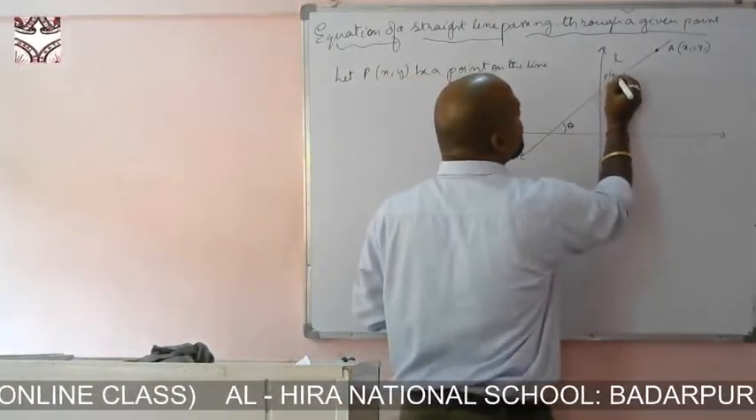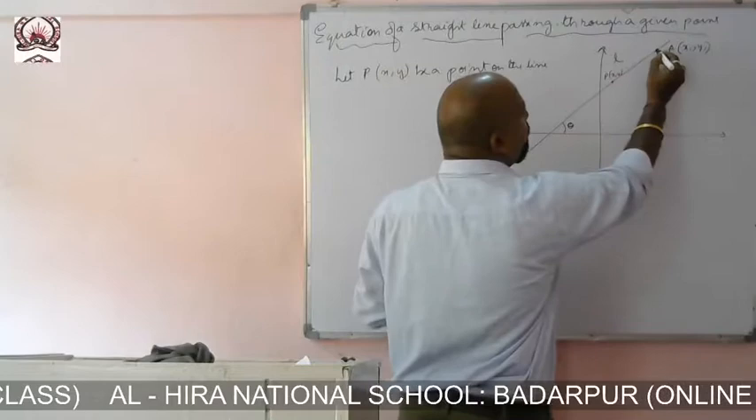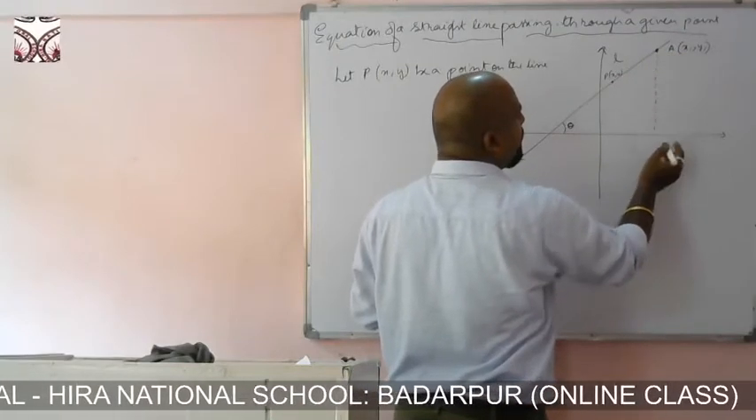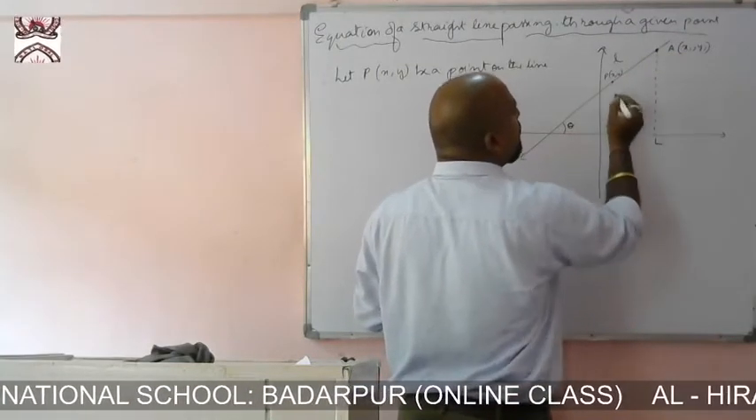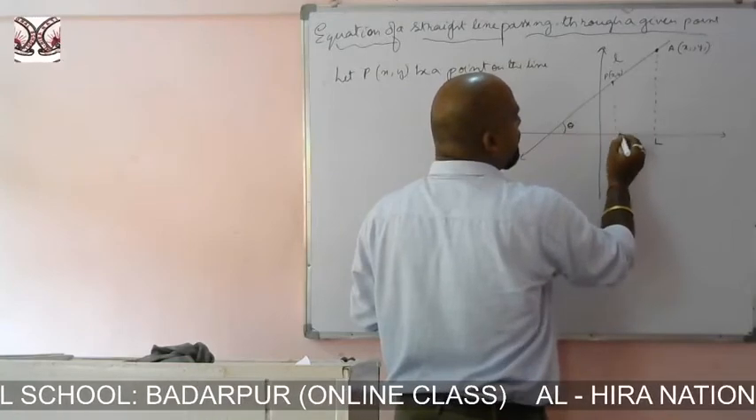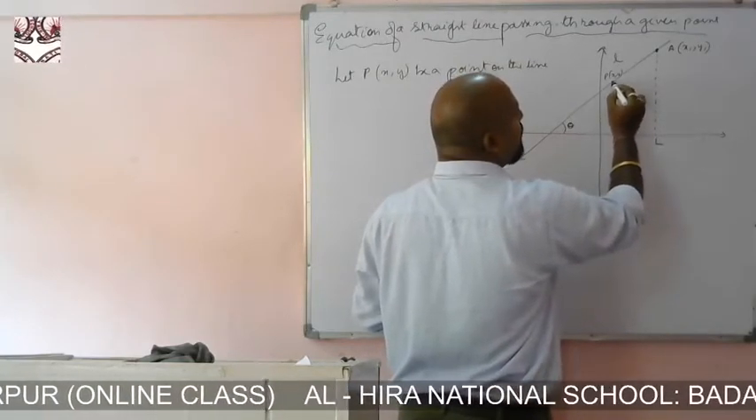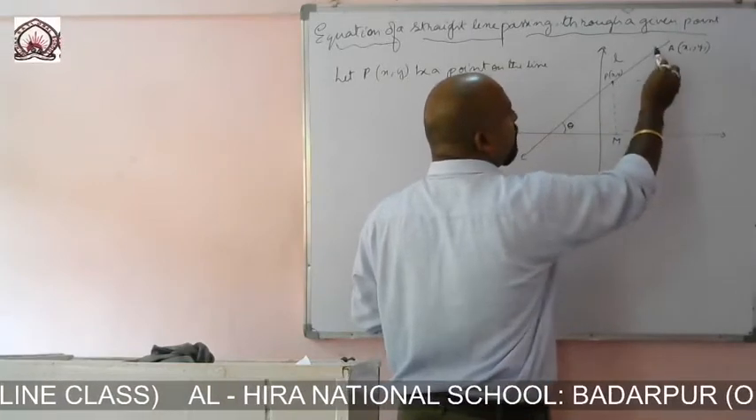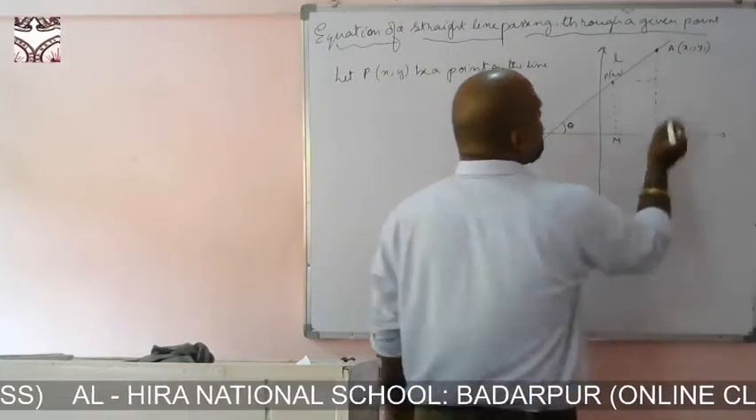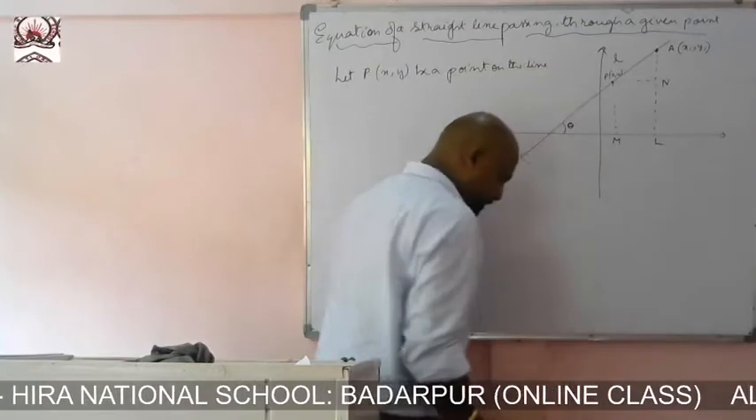Let us consider this point P as (x, y). Now from this point, let us draw a perpendicular. This is L. From this point, let us draw another perpendicular, that is M. Now from this point, let us draw a perpendicular on AL. Let us consider this point is N.